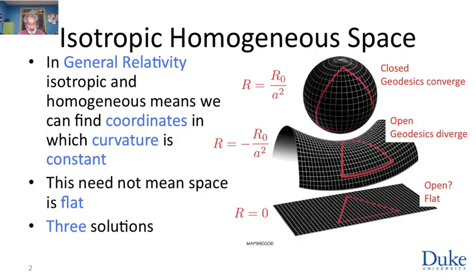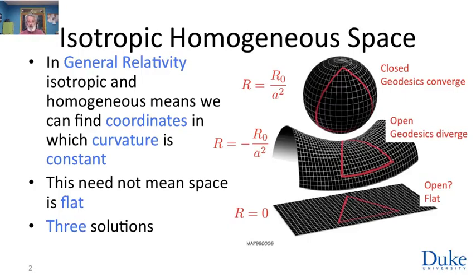And it turns out that in the context of general relativity, isotropic and homogeneous means that there is a particular set of coordinates that we can find in which the curvature is constant at every point. And this need not mean, by the way, just because a space is the same everywhere, that it is flat. In fact, I have drawn here, or someone has drawn here on the right, figures of three two-dimensional spaces which have the property that they look the same as observed from every point. These are three surfaces of constant curvature.